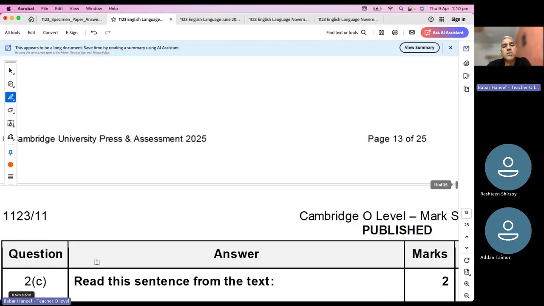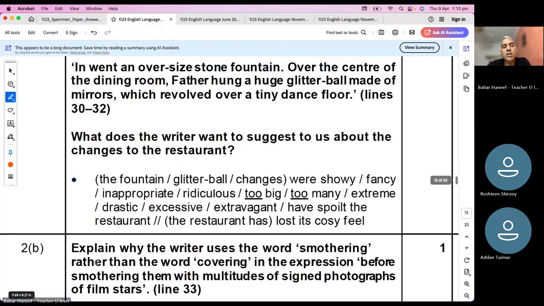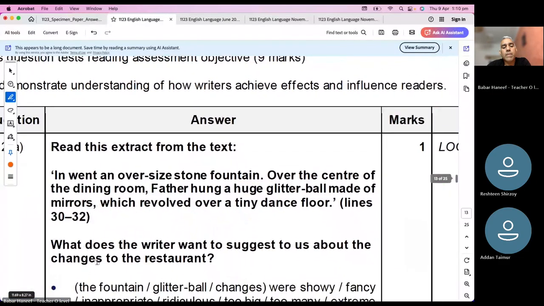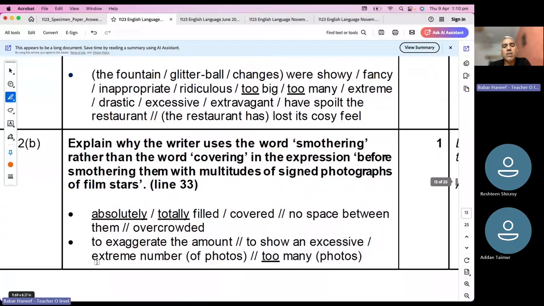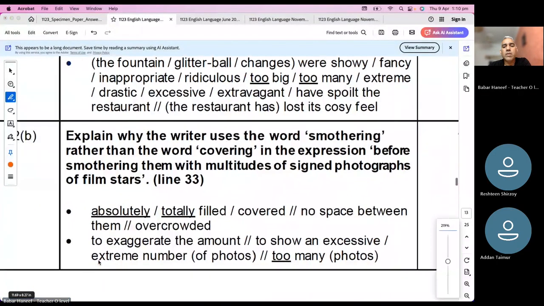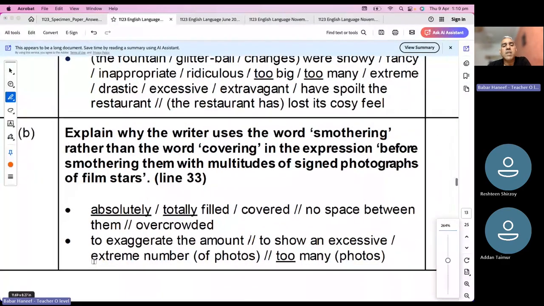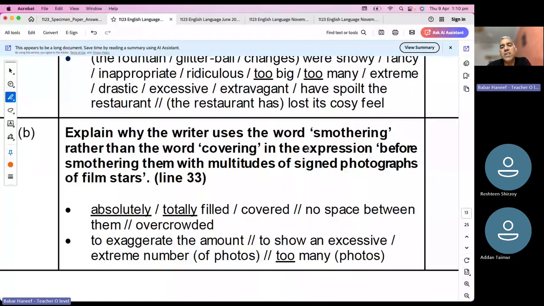Now let's do another question here. This question I'll come to later on. Now let's do this one here. Explain why the writer uses the word smothering rather than the word covering in the expression before smothering them with multitudes of signed photographs of film stars.